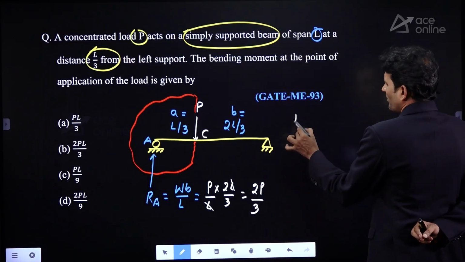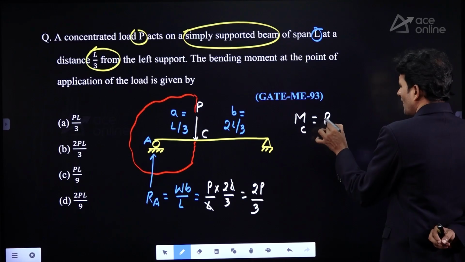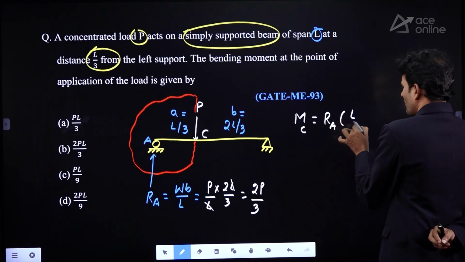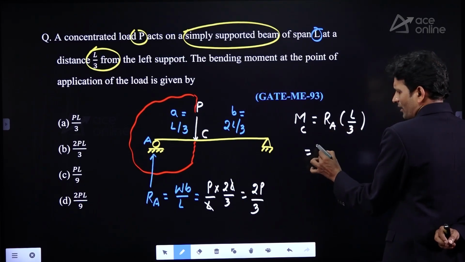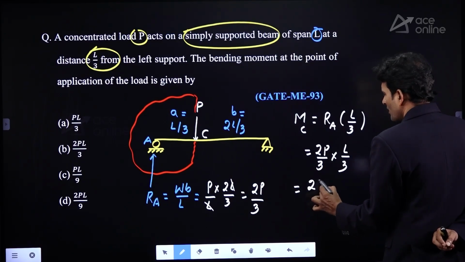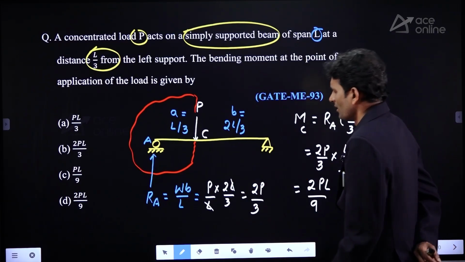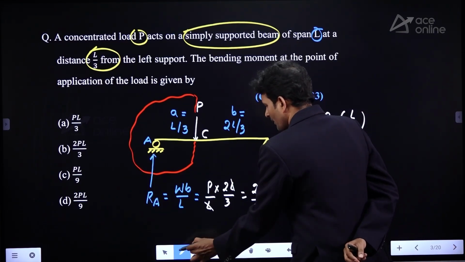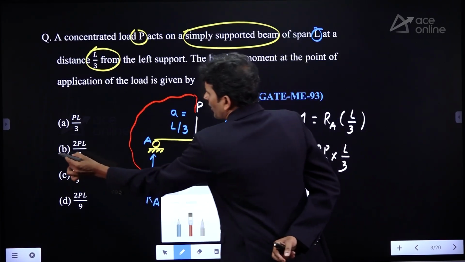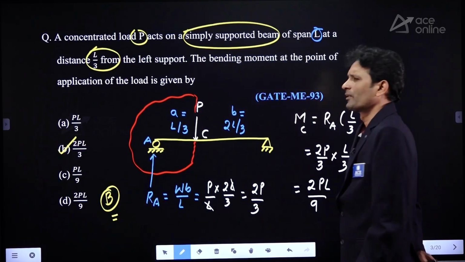Once I have this, the bending moment at C, if I take, is RA at a distance of L divided by 3. The RA value we have is 2P divided by 3, into L by 3. Simplify this and you get 2PL divided by 9, which is the required answer. Where are we finding this value? At option B. Option B is correct for this particular problem, right?